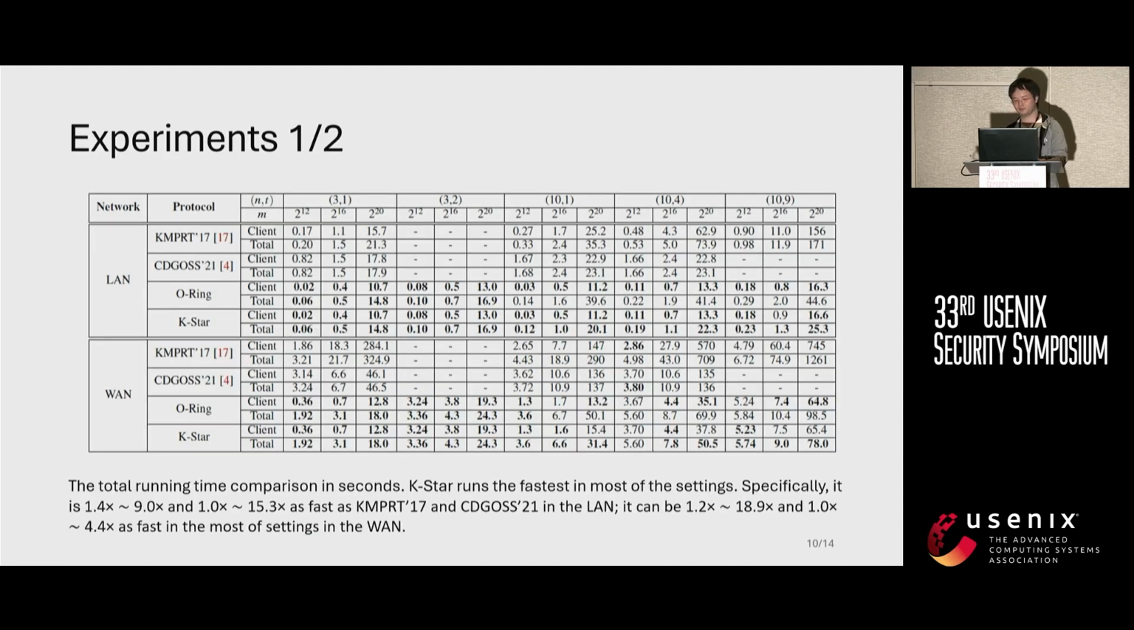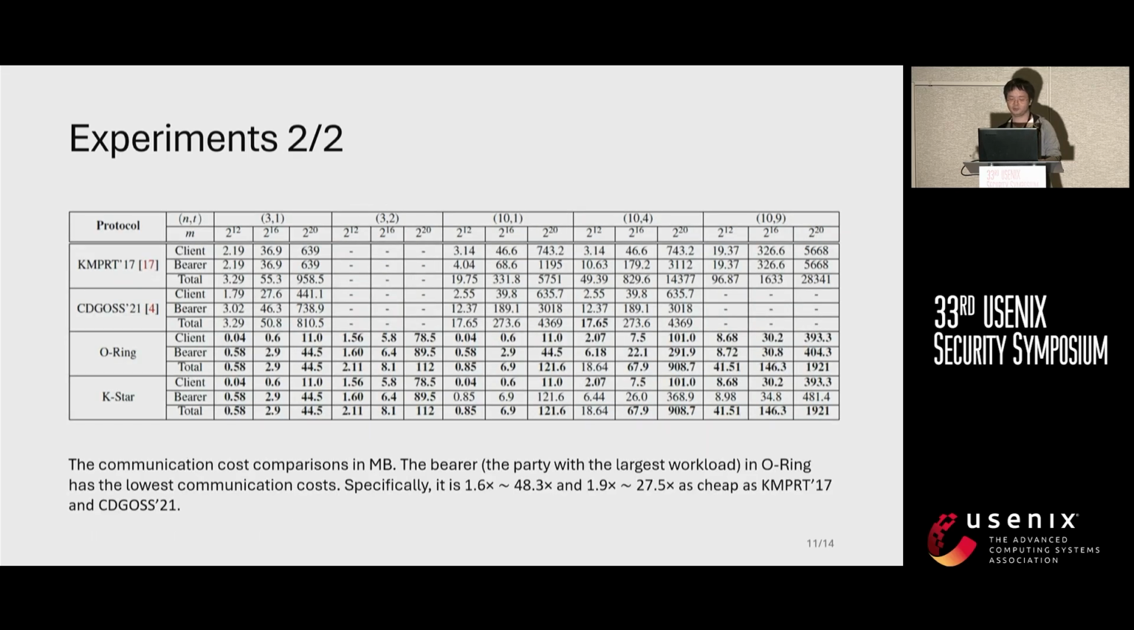So here's the experiment result. We can see from this table that our protocols, O-ring and K-star, outperform others in most of the settings. And in the communication cost, you can also see that it outperforms others in more settings.